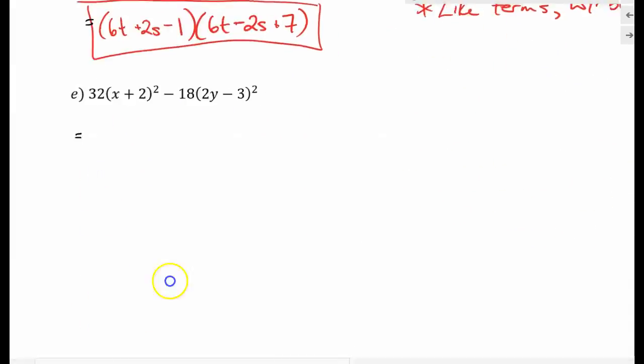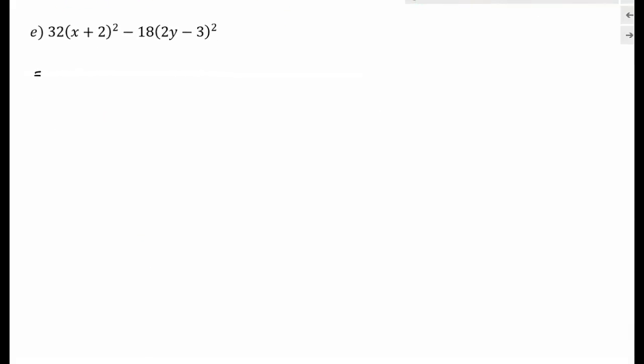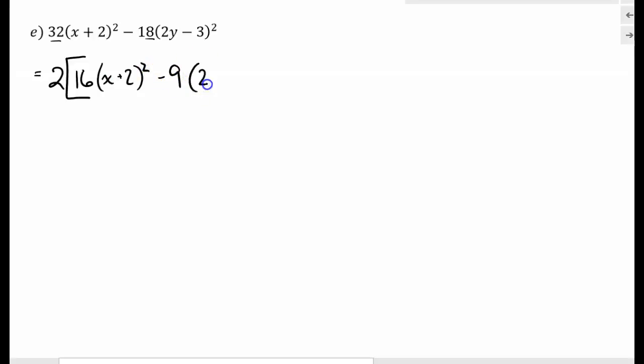So, if it doesn't look like a perfect square exactly, but we've got a binomial with otherwise squared pieces, and they're subtracting, well, maybe we can turn this into a difference of squares. So we can take out a 2 from both of those. And we're left with 16 times x plus 2 squared minus 9 times 2y minus 3 squared. From there, well, 16 is a perfect square, x plus 2 squared is a perfect square, 9 is a perfect square, so is this piece here, 2y minus 3 squared. So I'm dealing with a difference of squares.